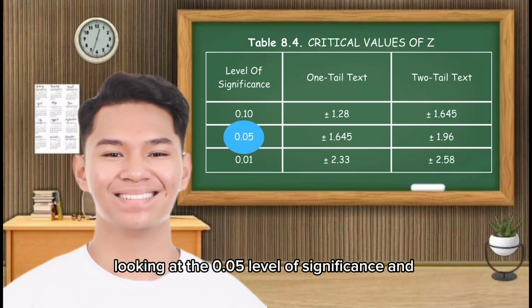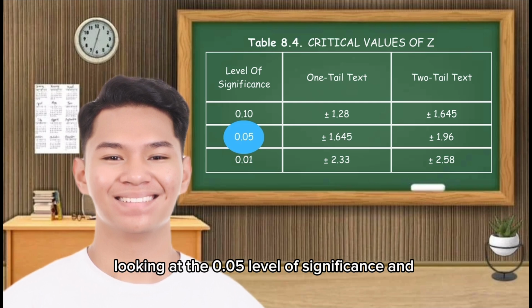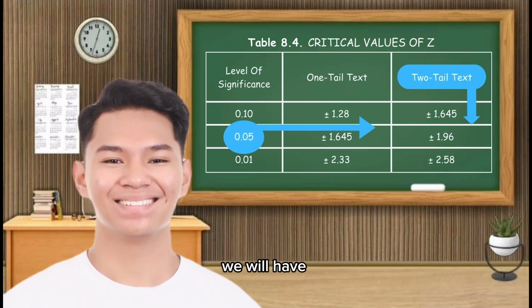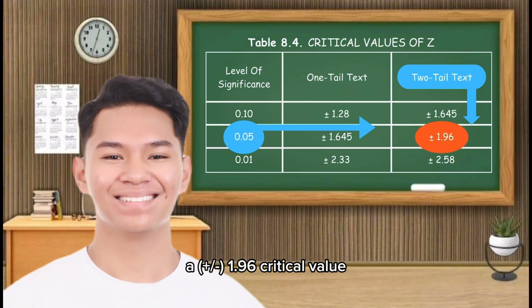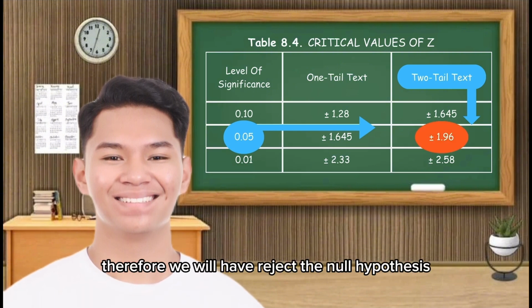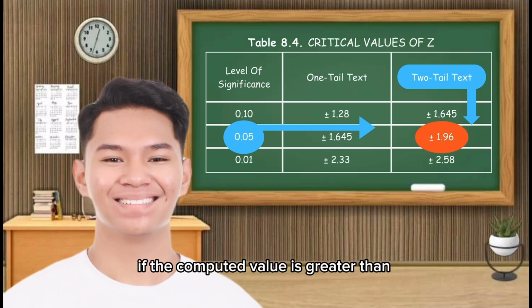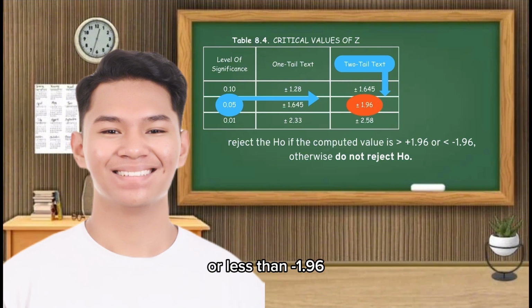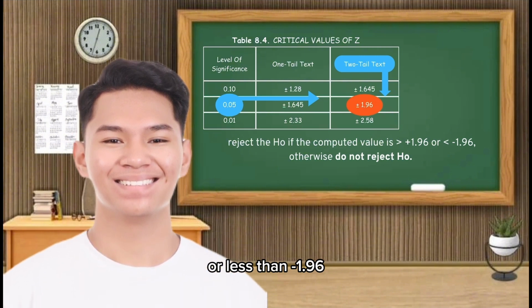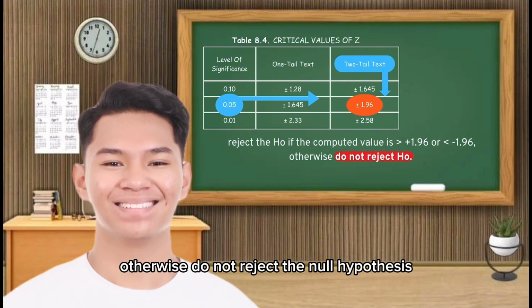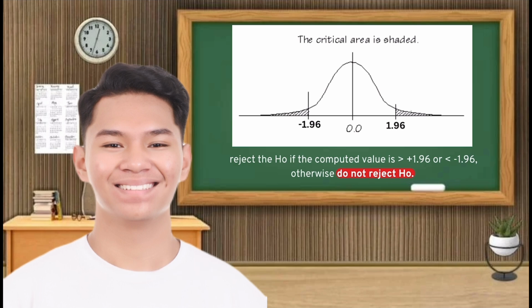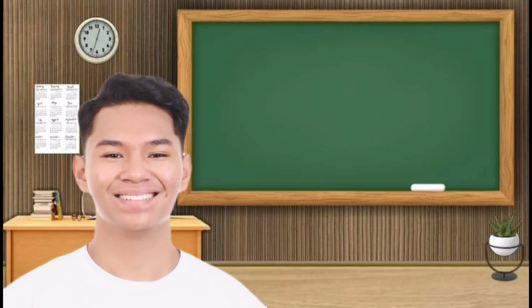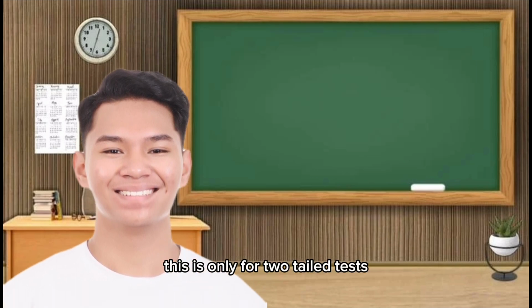Looking at the 0.05 level of significance in the two-tail test, we have a critical value of positive and negative 1.96. Therefore, we reject the null hypothesis if the computed value is greater than positive 1.96 or less than negative 1.96. Otherwise, do not reject the null hypothesis. This is only for the two-tail test.